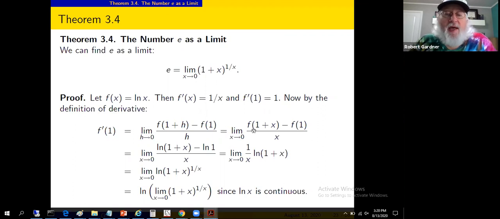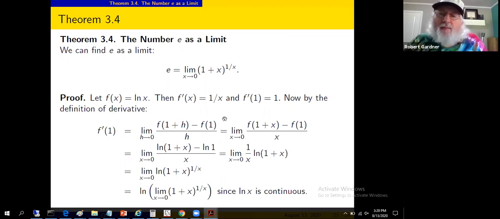You know what the function f is. It said it's natural log of x. So f of 1 plus x is the natural log of 1 plus x. F of 1 is the natural log of 1. You may not know many values of the natural log function, but the natural log of 1 is 0 because e to the 0 equals 1. So that's a 0, and we're simply left with a log of 1 plus x divided by x, or 1 over x times the log of 1 plus x.